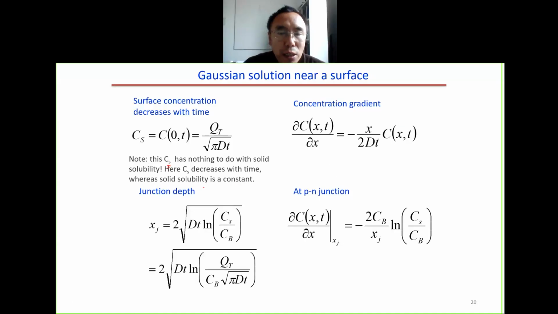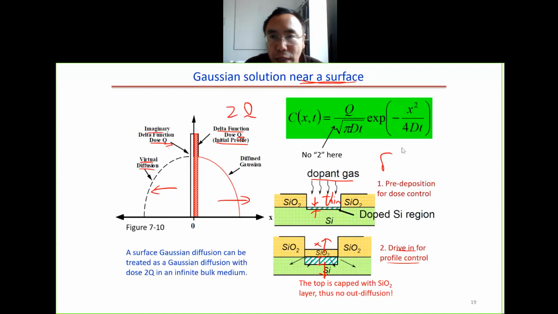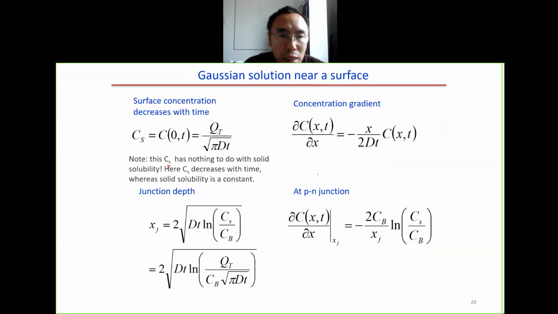So we set this equal to the background concentration, CB. Then we can solve for xj and rearrange it, and it becomes like this. The concentration gradient, partial C over partial x, is given by this formula here, and the gradient at the p-n junction xj is given by this number.